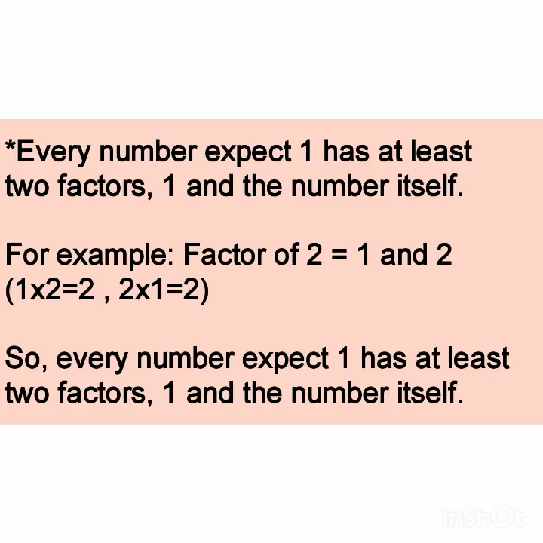Another property is every number except 1 has at least two factors, 1 and the number itself. In the given example, what are the factors of 2? The factors of 2 are 1 and 2, as 2 is coming in the table of 1, that is 1 into 2 equals 2, and again 2 is coming in the table of 2, that is 2 ones are 2. So 1 and 2 are the factors of 2. So every number except 1 has at least two factors, 1 and the number itself.